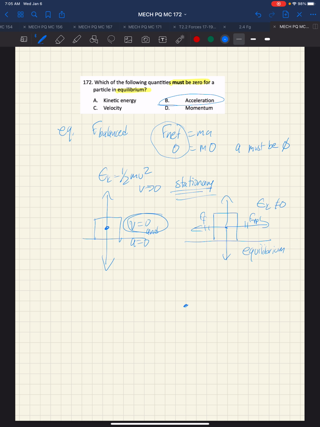Just as an object in free fall that has reached terminal velocity, we have air resistance acting upward, equal and opposite to gravity, and we have constant velocity. That object is at equilibrium. And we call that translational equilibrium, as opposed to stationary equilibrium.